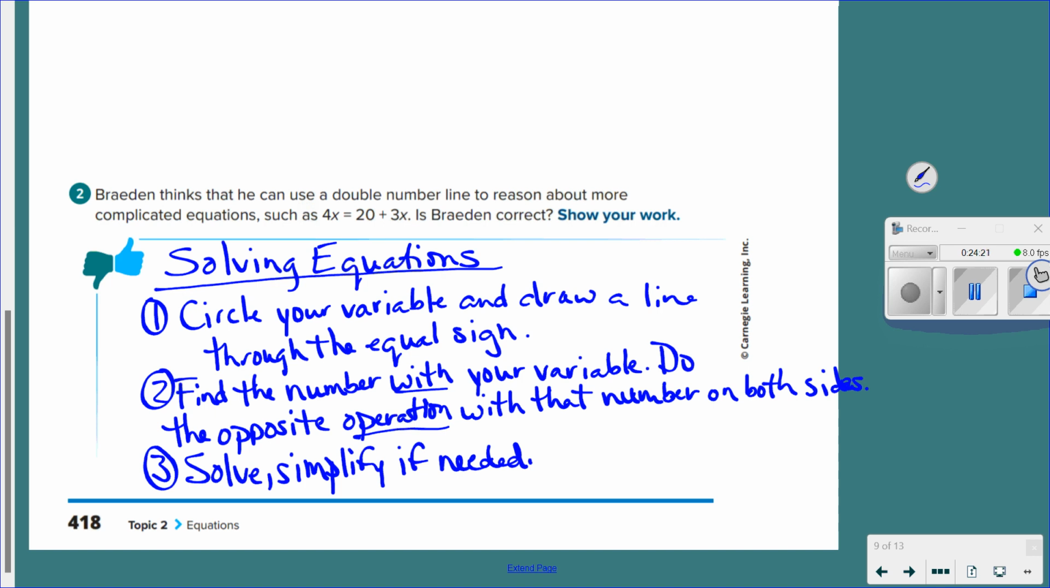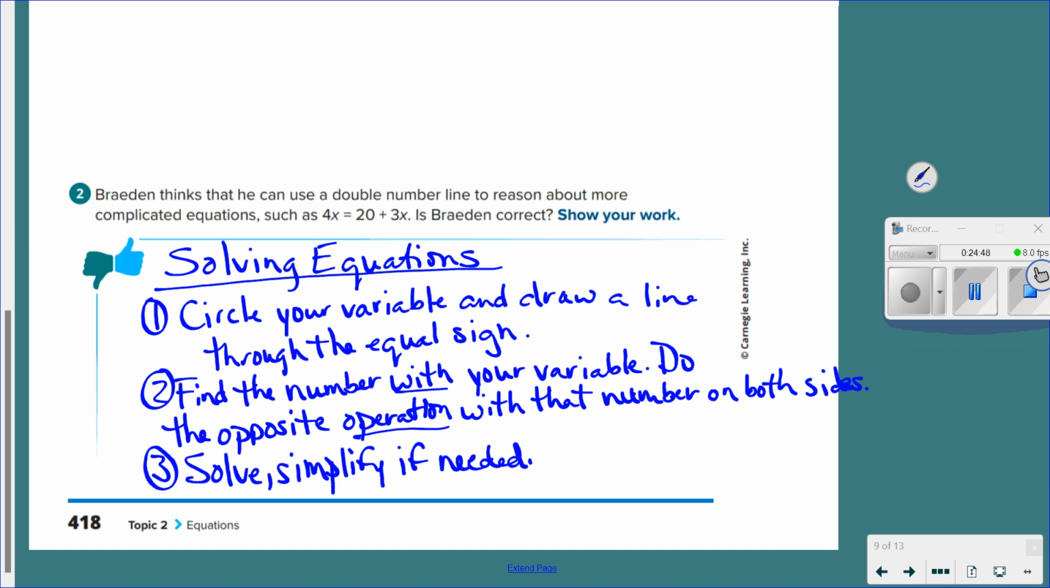The first thing you need to do is circle the variable and draw a line through the equal sign. What this is going to do is help you focus in on the number that is with the variable. Once you find the number with the variable, then you get to step 2. You do the opposite operation with that number to both sides of your equal sign.